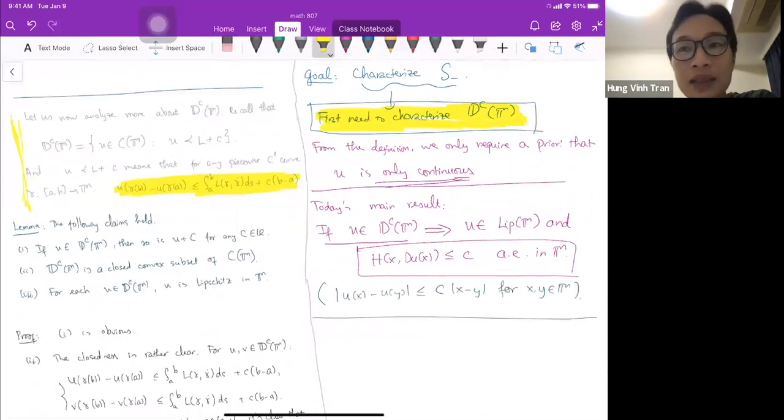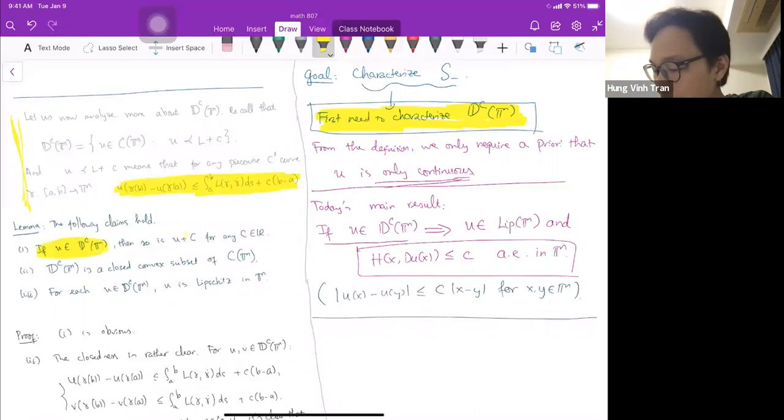And this also answers some of your earlier questions about characterizations of things, right? And this is exactly what we are doing. So we start characterizing things. So we say first that if u is in D_C(T^n), then so is u plus c for any constant c.